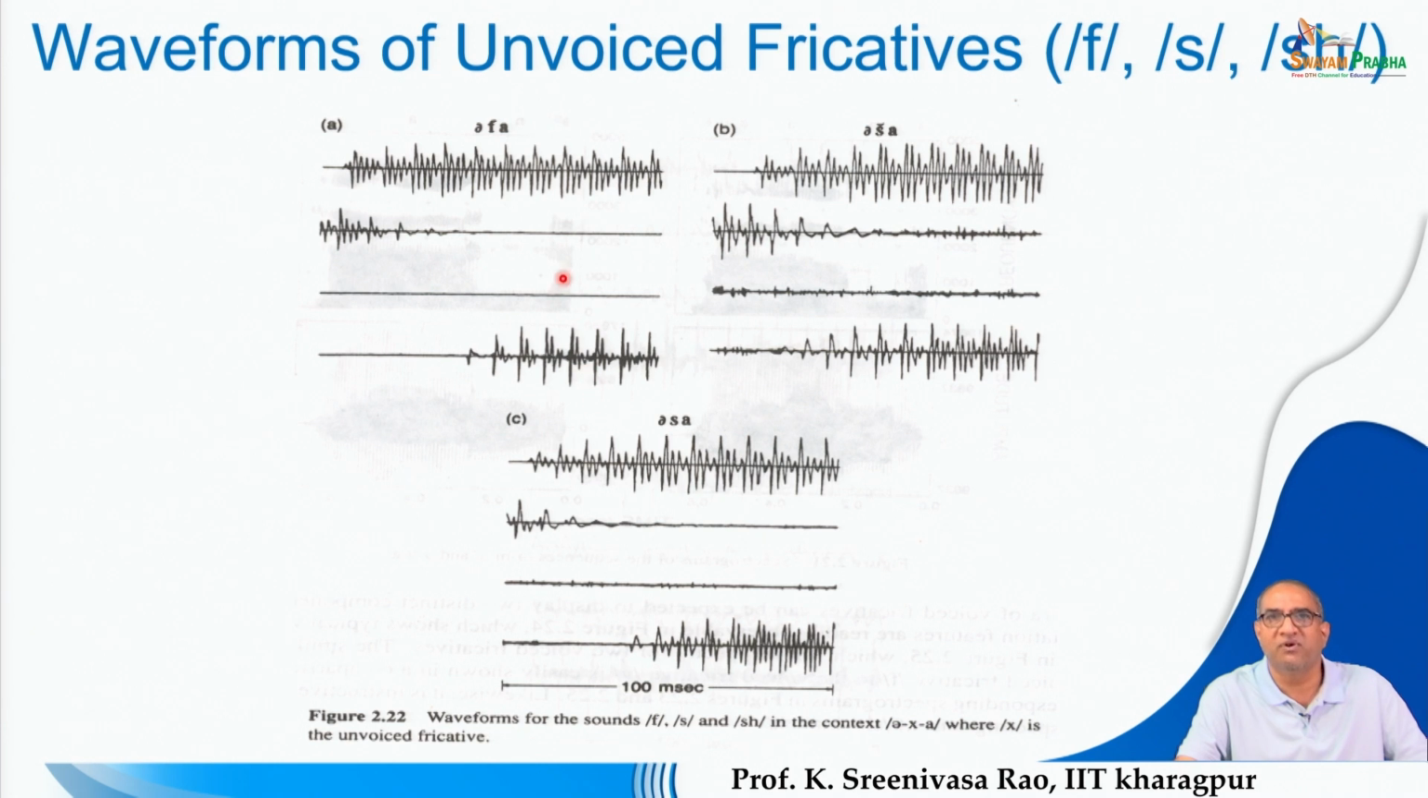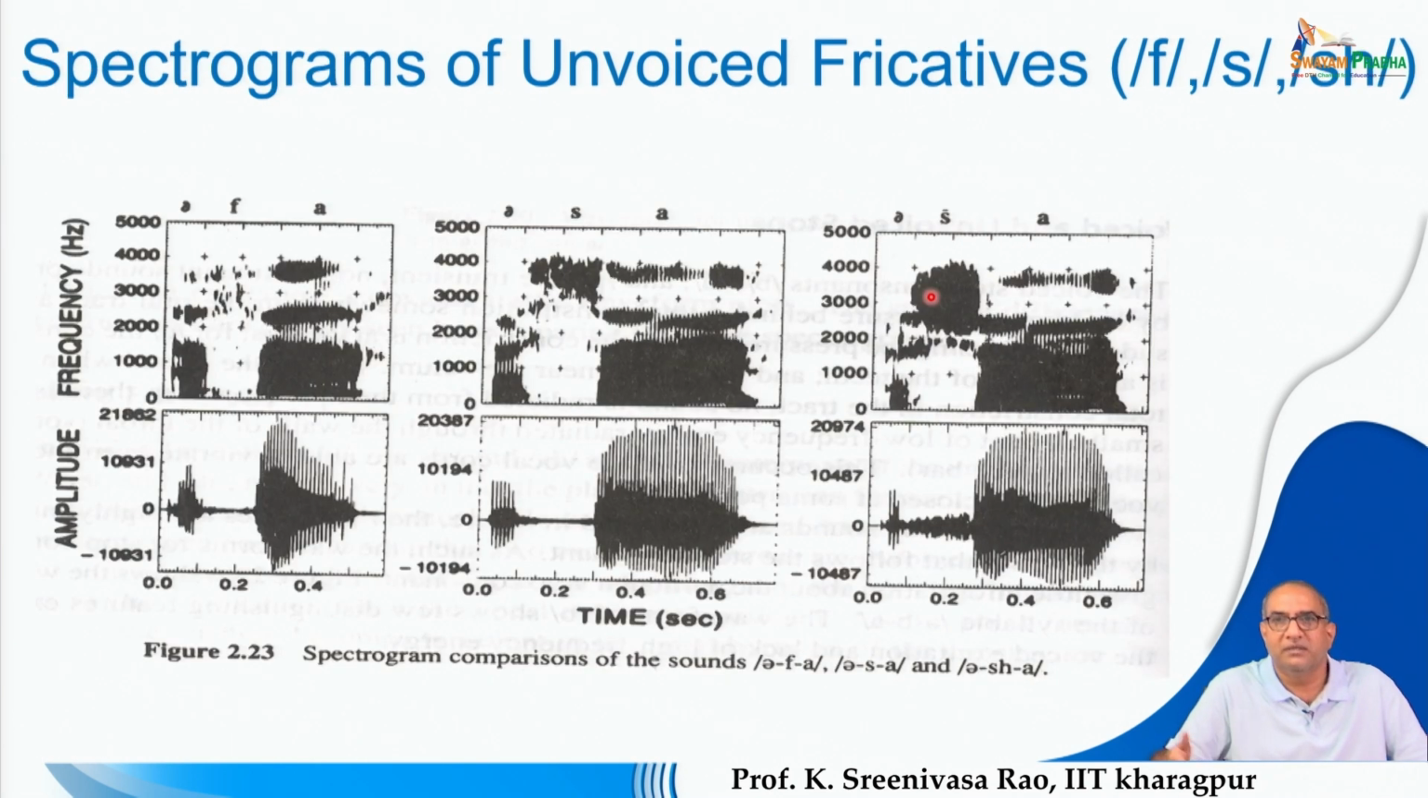From these time domain waveforms, the initial periodic structure corresponds to the vowel a, and the last part corresponds to the periodic structure a, and whatever is in between is the time domain signal corresponding to a fricative: fa here, sa here, and sha here. And these are the respective spectrograms. You can see the time domain signals, the same thing like fa, sa, sha, and their respective spectrograms here.